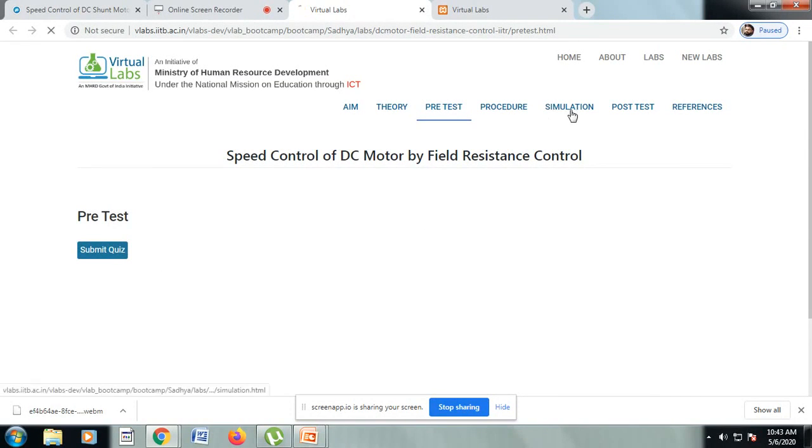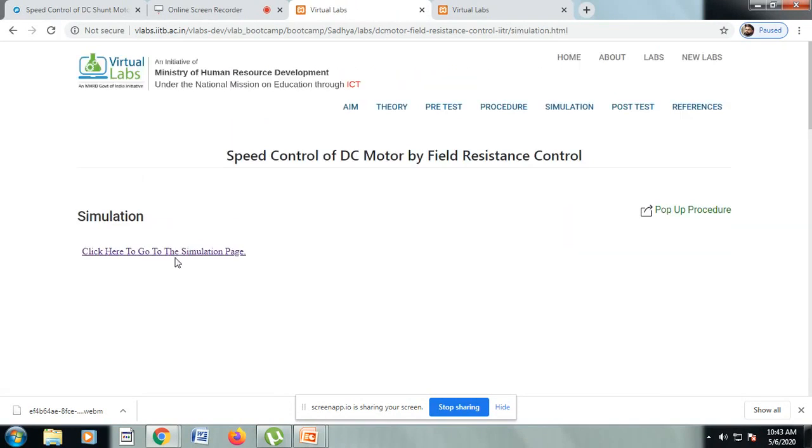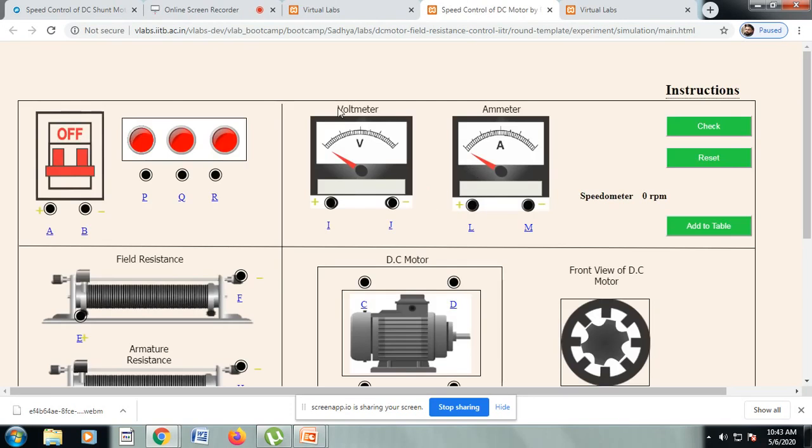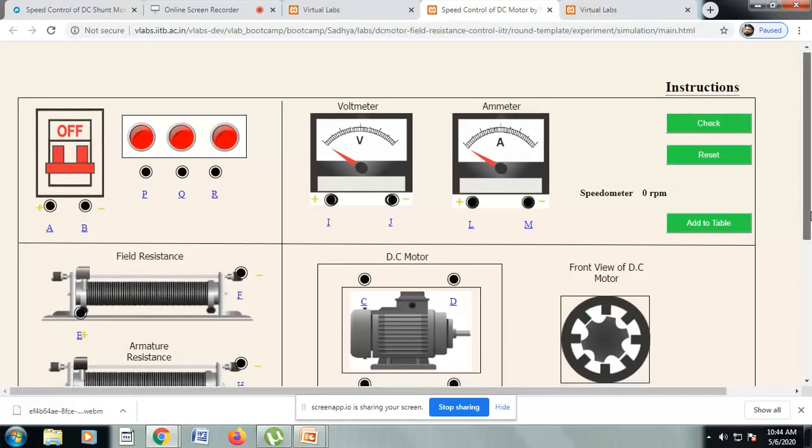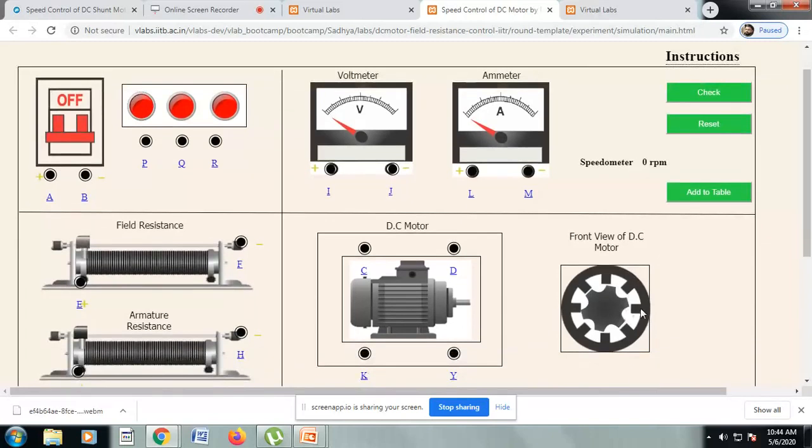Okay, go to the simulation page, and the apparatus is here. This is main switch. This is 3-point starter. This is field resistance and armature resistance. Both are variable resistance. Voltmeter, ammeter, DC motor, and the front view of DC motor. This is rotor.